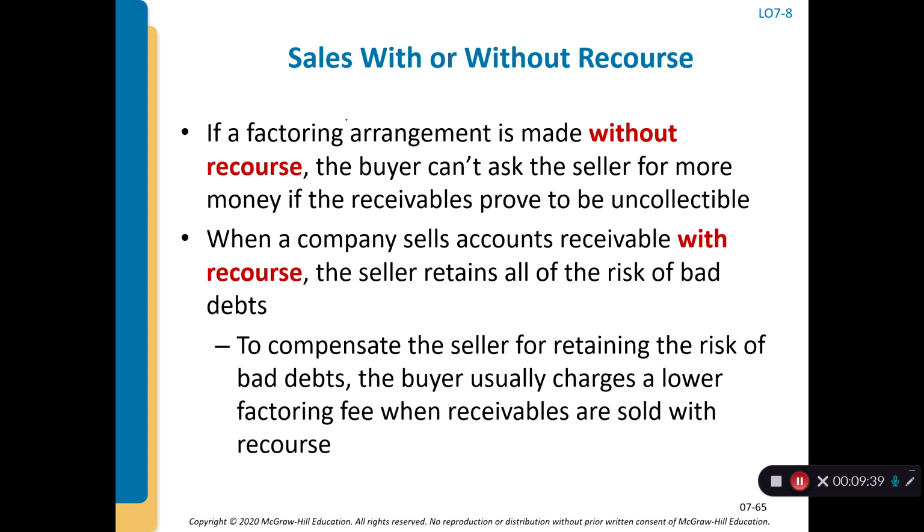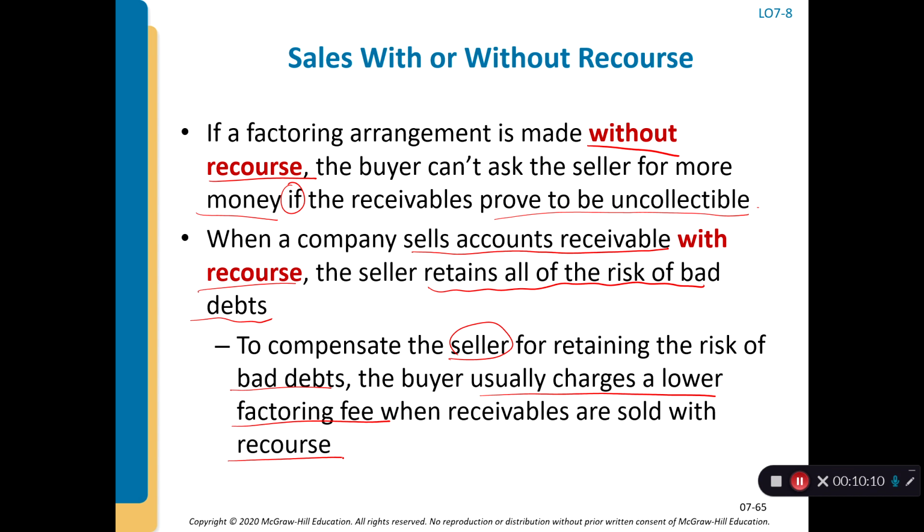Okay, if a factoring arrangement is made without recourse, that means the buyer cannot ask the seller for more money if the receivable proves to be uncollectible. When a company sells accounts receivable with recourse, the seller retains all the risk of bad debts. To compensate for the risk the seller retains, the buyer usually charges a lower factoring fee when receivables are sold with recourse. In other words, if you sell to the financial institution with recourse, you still bear all the risk of bad debts, so the fee they charge you will be much lower, because you take the risk. But if you factor the receivable without recourse, you transfer all the risk 100% to the financial institution, so they will charge you relatively higher fees.